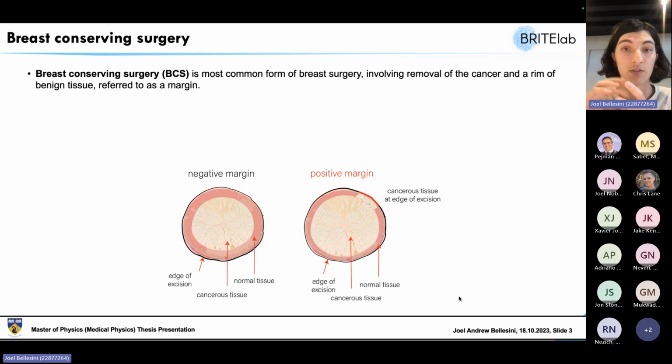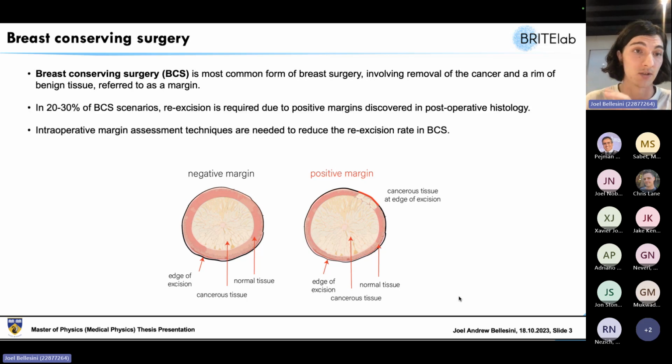Where there is a sufficient rim of benign tissue, we refer to this as an instance that a negative margin is obtained. However, if there is cancerous tissue still residing at the edge of the excised region in breast-conserving surgery, this is referred to as a positive margin and may indicate that there is still cancer residing within the patient. And this therefore requires re-excision.